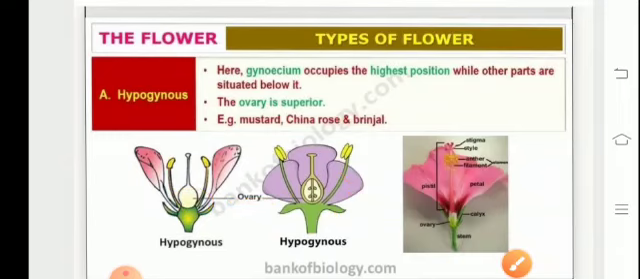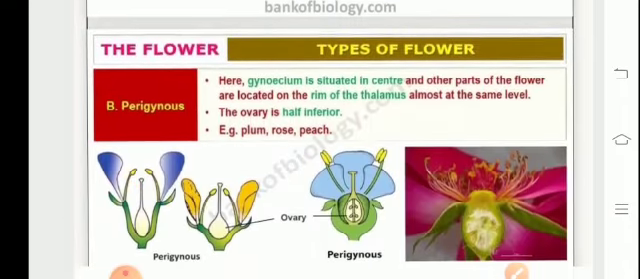So here in the diagram of hibiscus, when we take the section of it, we can see that the ovary is at a superior position and all the floral whorls are situated below it.